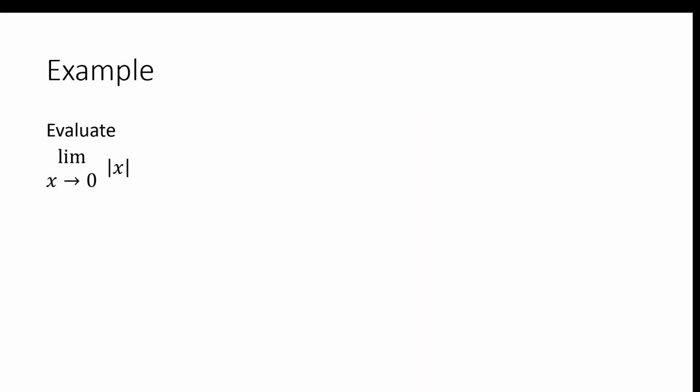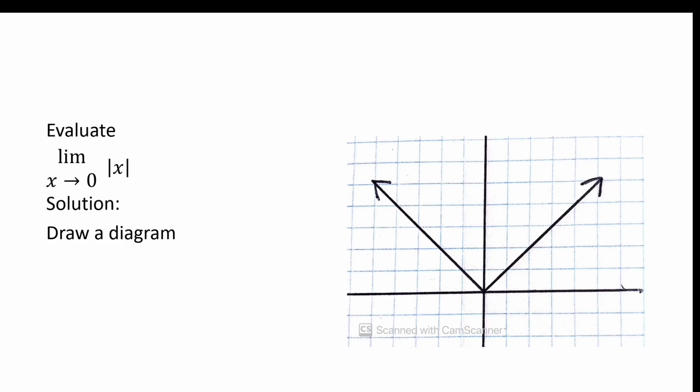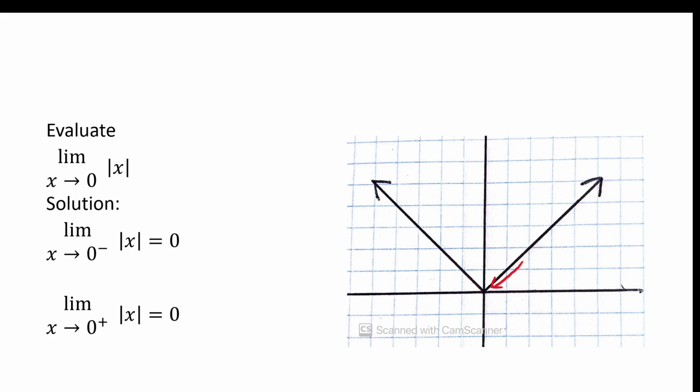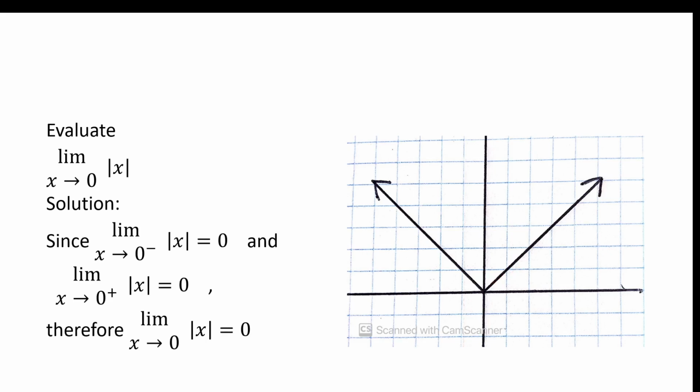Now, what if we wanted to evaluate the limit as x goes to 0 of the absolute value of x? Well, we can draw a diagram. We see as we approach 0 from the left-hand side, our y-coordinate is getting infinitely close to 0. And as we approach 0 from the right-hand side in this diagram, the y-coordinate is getting infinitely close to 0. So we know the two one-sided limit values both agree with each other, and we can say the limit as x goes to 0 of the absolute value of x is equal to 0.